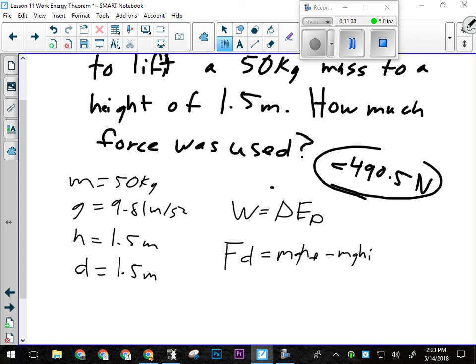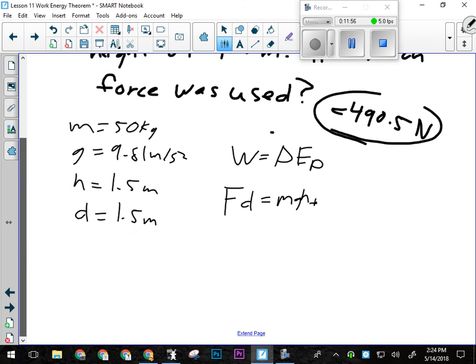All right, what was my initial height? Yeah, 0. Okay, it doesn't say I lifted it from a height above the ground. I have to assume I lifted it from the ground. So do I have any initial potential energy? None. So I can just get rid of that. All the work done is going to equal the final potential energy here.